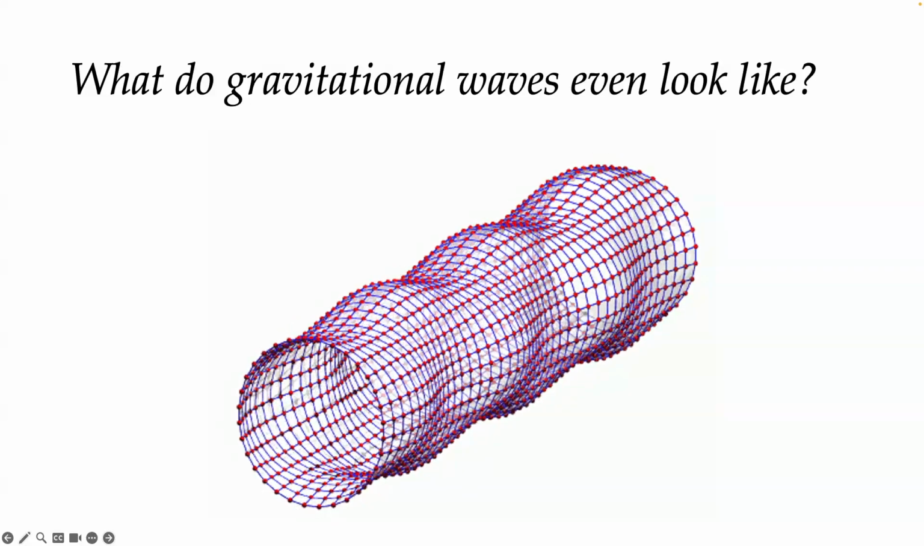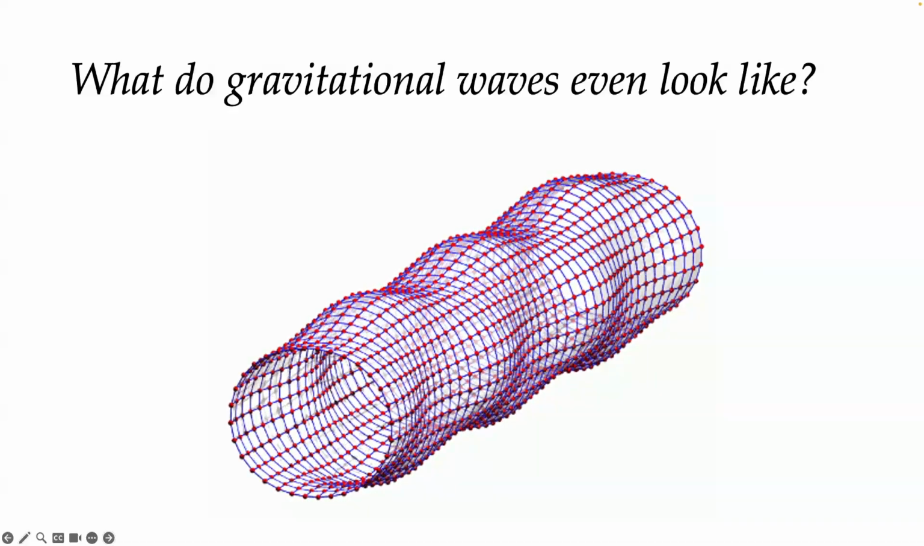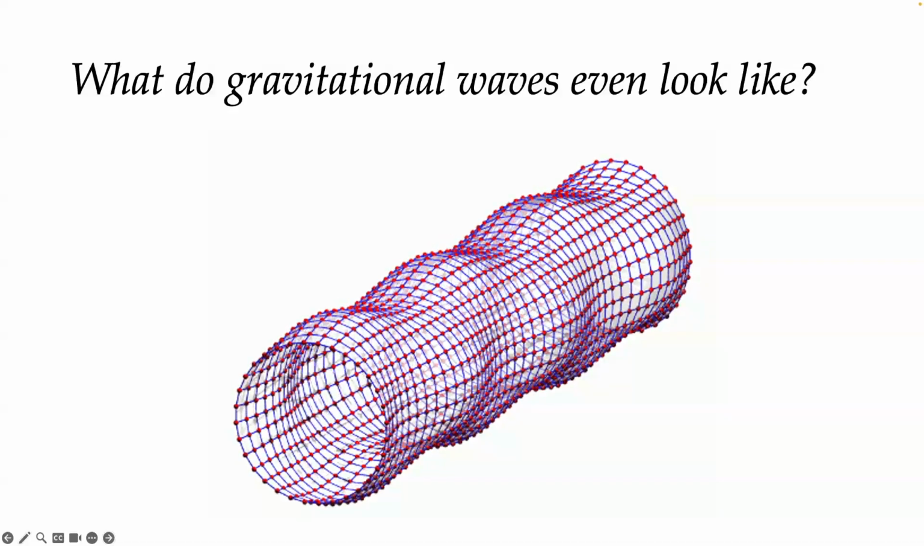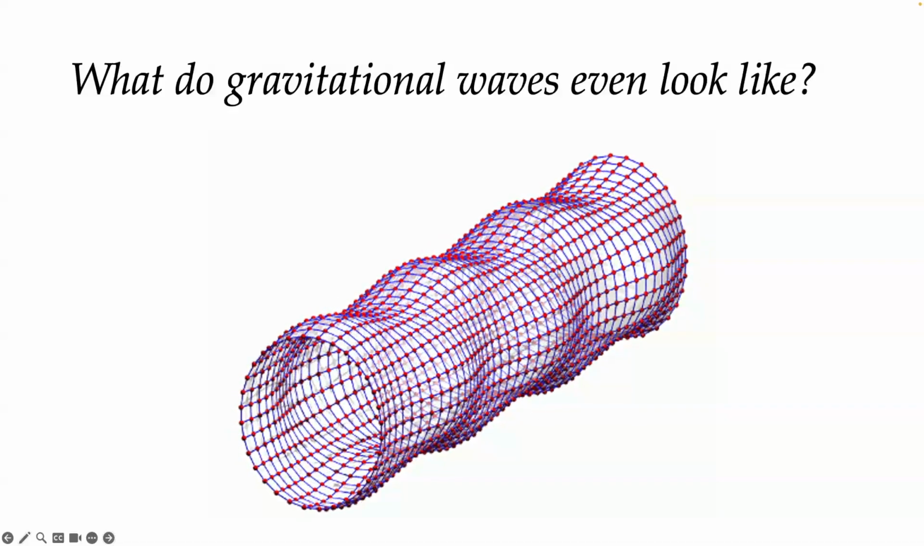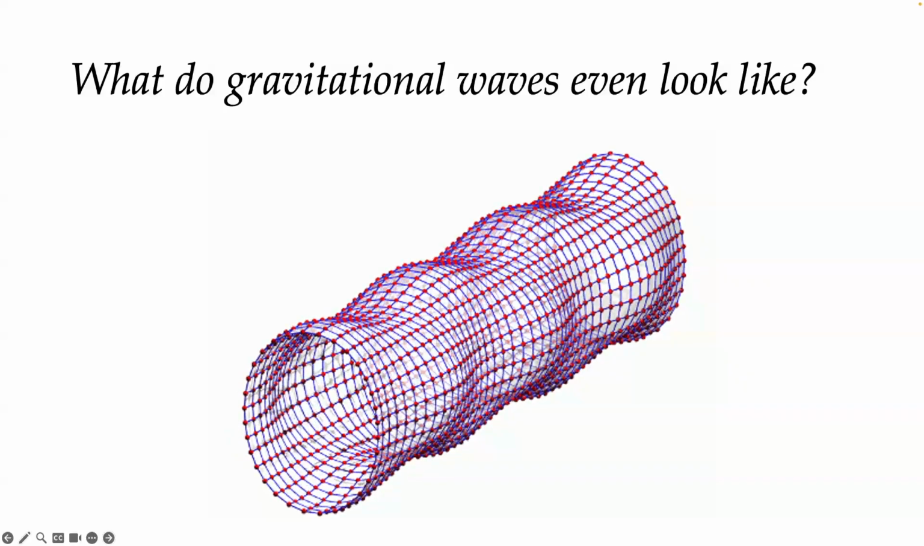Now this is in 3 dimensions. What would this do to a circle? What would this do to the Earth? Well, this is an example of how gravitational waves would affect a circle. It would give you 2 different vibrations. You'll get a cross type of vibration, and then you'll get a plus type of vibration.